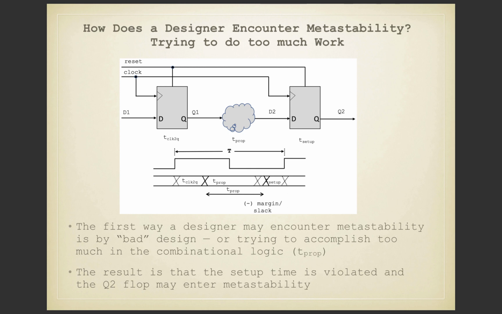So here, suffice it to say, what causes metastability is violating the timing constraints of the flop. In this case, it's Q2. The situation in this instance is we violate the timing constraints because we do not meet the timing requirement of having the signal stable at the setup time. So this is one approach to encountering metastability.